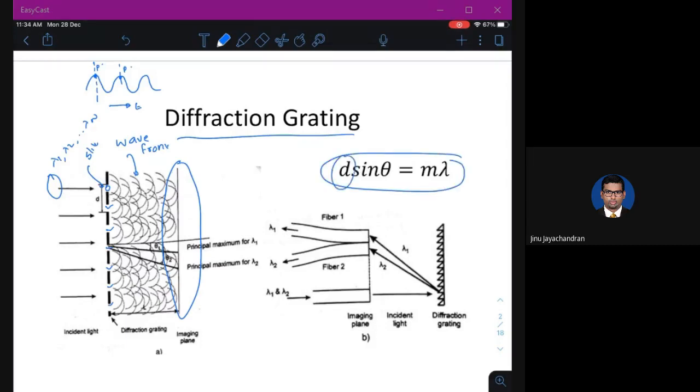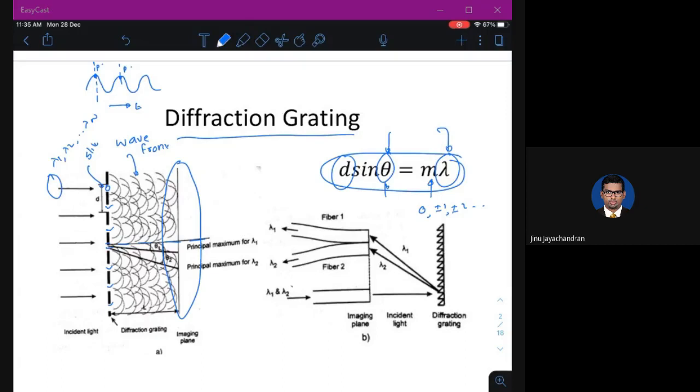d is the distance between two slits and theta is the angle from the horizontal. m is an integer. You can take 0, plus or minus 1, plus or minus 2, etc. So all these wavelengths lambda for a particular angle theta will have a constructive interference, which makes sure that the wave exists in that diffraction grating.